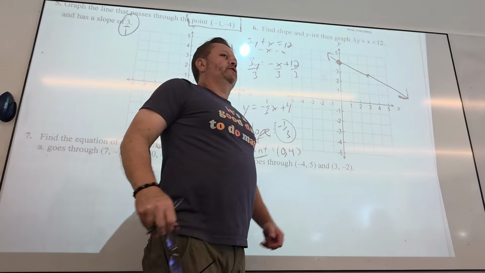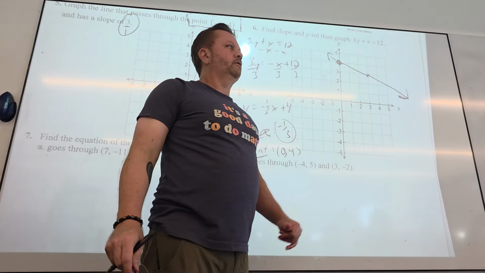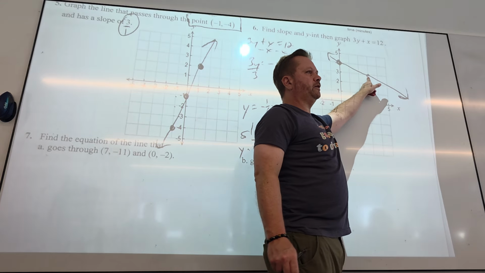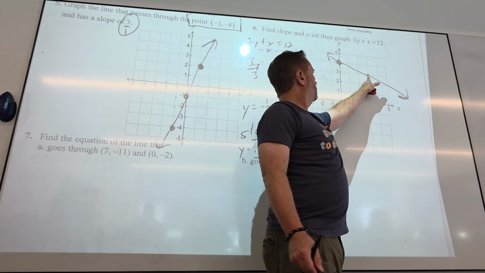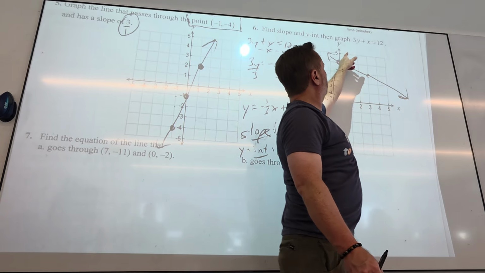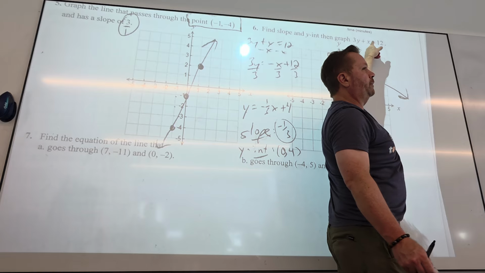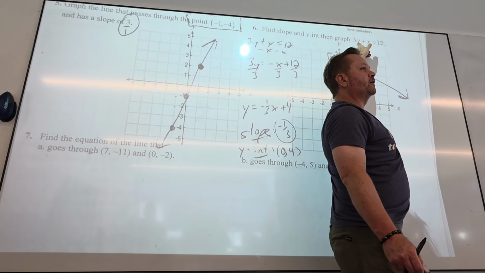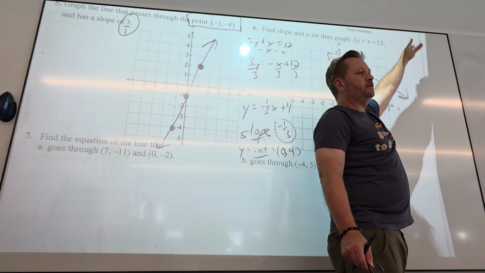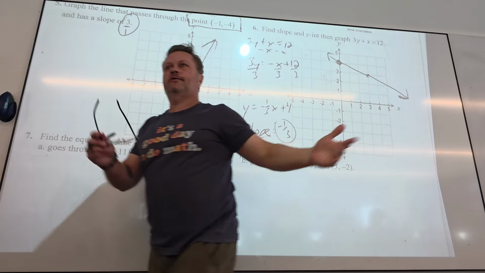How do you check yourself? What point is that? That's a point we didn't have, that we found. What point is that? (3, 3). When I plug 3 in and 3 in, 9 plus 3 is, hey, it works. So that's how you can check yourself.